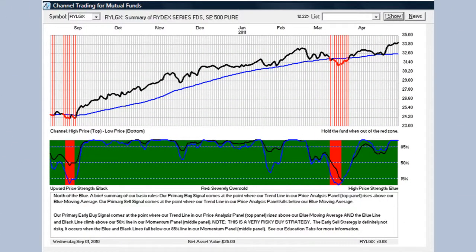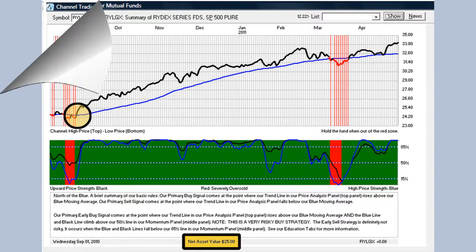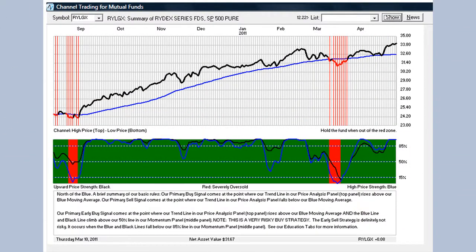We notice the black price line crosses the blue moving average line in an upward direction again on September 1st, 2010, at a price of $25. It has crossed the blue moving average line in a downward direction on March 10th, 2011, at a price of $31.67.